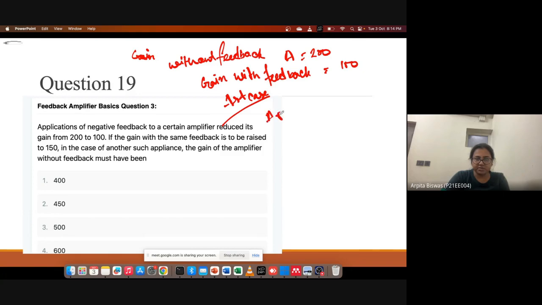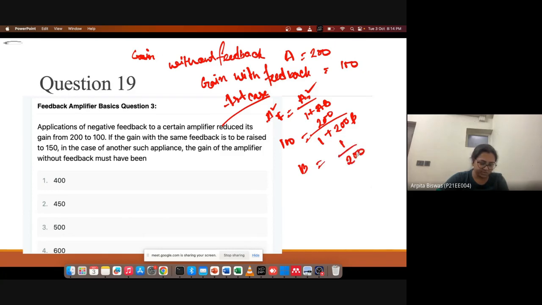we know that AF equal to A by 1 plus A beta. Okay. This is the closed loop gain. And this one is the open loop gain. Yes. So AF is 100 and A0 without feedback it is 200. 1 plus 200 into beta. So now we can calculate the value of beta here. So what is the value of beta? Beta is 1 by 200, right?